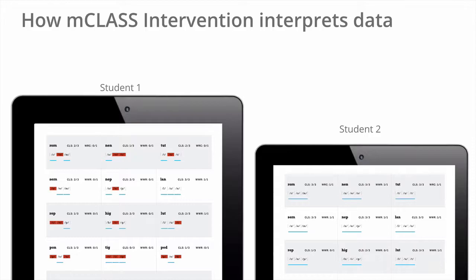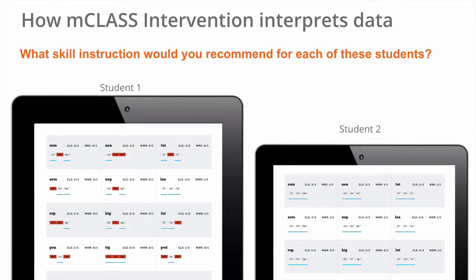Take a look at student 1. What error patterns do you notice for this student? What instructional next steps would you recommend based on these response patterns? When you're done analyzing student 1's response patterns, look over student 2's scoring sheet.